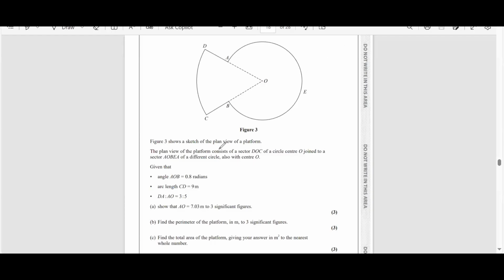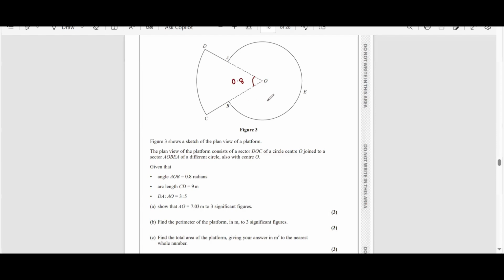Figure 3 shows a sketch of the plan view of a platform. The plan view of the platform consists of a sector DOC, this sector, along with another sector AOBEA of a different circle, also with center O. Given that angle AOB is equal to 0.8 radians, that is, this angle is given here as 0.8 radians.